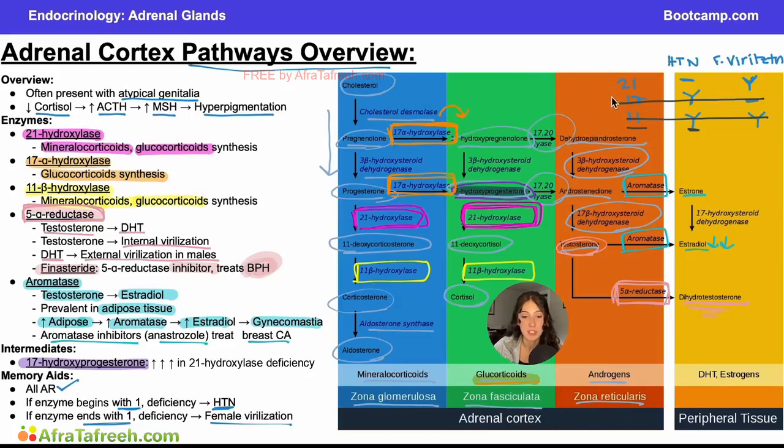And then lastly, the question asks us, what is the most likely cause of this patient's presentation? Since we have gone through this process, we know that 21-hydroxylase deficiency is going to be the most common cause of this patient's presentation. It is actually the most common cause of differences of sexual differentiation or congenital adrenal hyperplasia overall. So that is how I would answer this question.